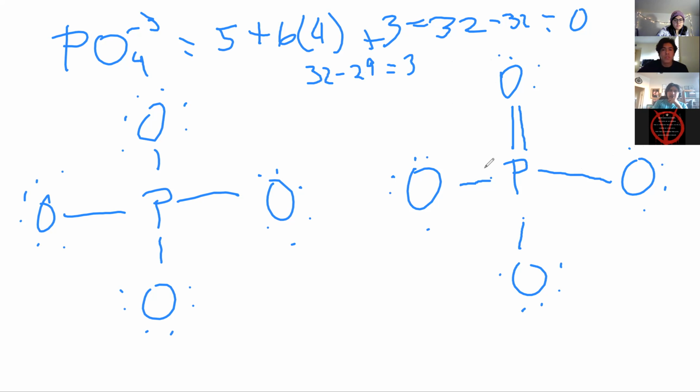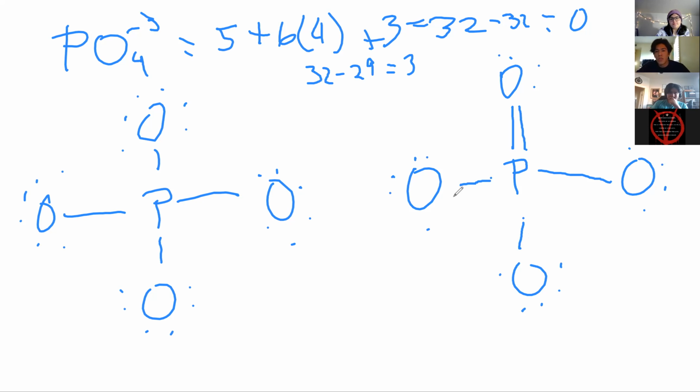But what about phosphorus? Does it matter that it has 10? Can anybody tell me why it does or it doesn't? It doesn't matter because it's not part of the octet rule. Yeah, phosphorus and sulfur are an exception. They can hold more than 8. They're comfortable with holding more than 8. So you see that this one's already following the octet rule, and you have 3 electrons left.